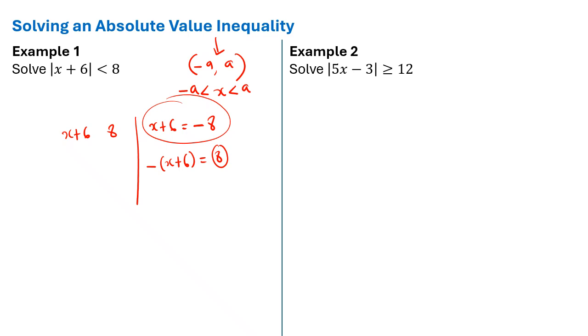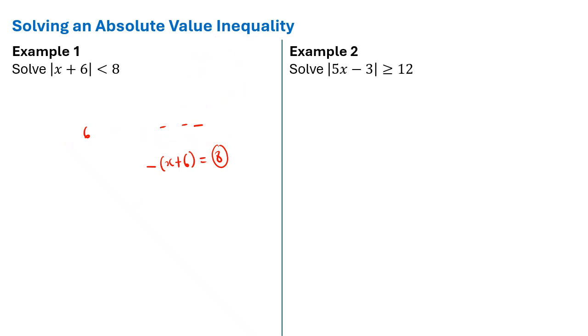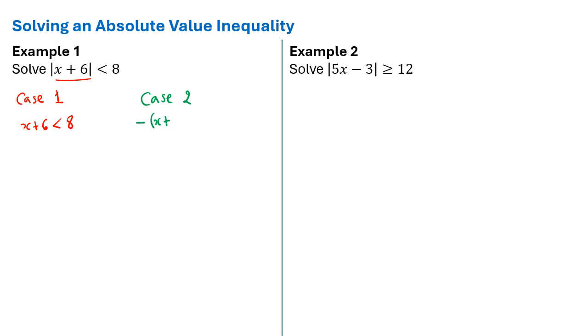So I'm going to remove all of these so that we can have enough room to show our work. All right, so let's get started again. To solve this problem, I'm going to have a case 1, and switching my colors to green, I'll have case 2. Now, my case 1 will be just what I have here, that's x plus 6 is less than 8. And my case 2 will be the opposite of that, which means negative of x plus 6 is less than 8. This is what I am suggesting, okay?